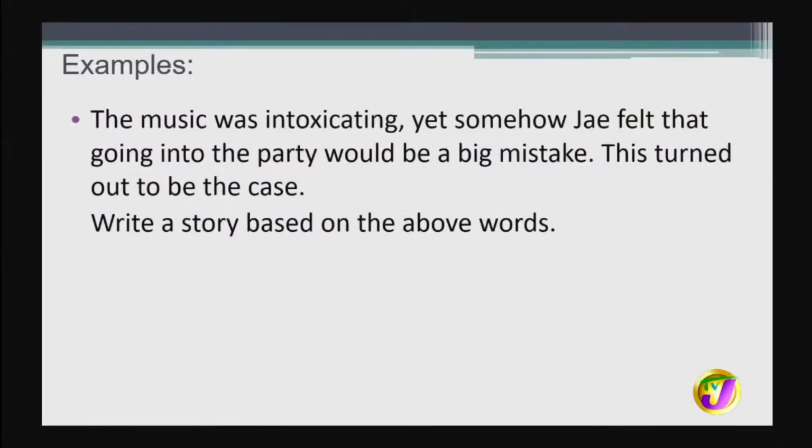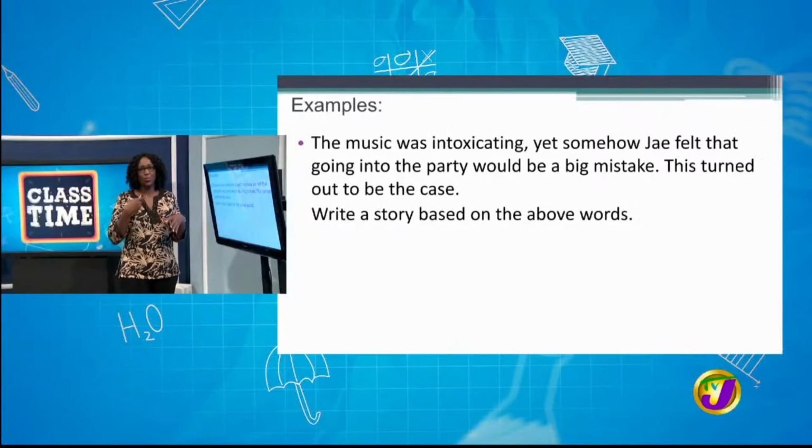So look at this one now. "The music was intoxicating, yet somehow Jay felt that going into the party would be a big mistake. This turned out to be the case." So right here you have a character who had some reservations about going to a party, and unfortunately it turned out those reservations were proven true. So you're going to bring out that idea in the story. Why didn't Jay want to go? Why is it that when Jay does go, his or her fears turn out to be true?